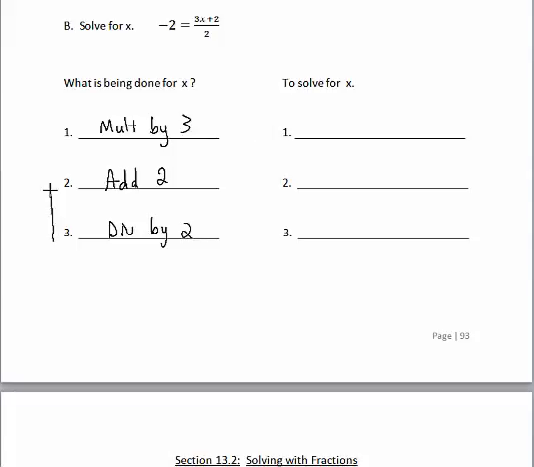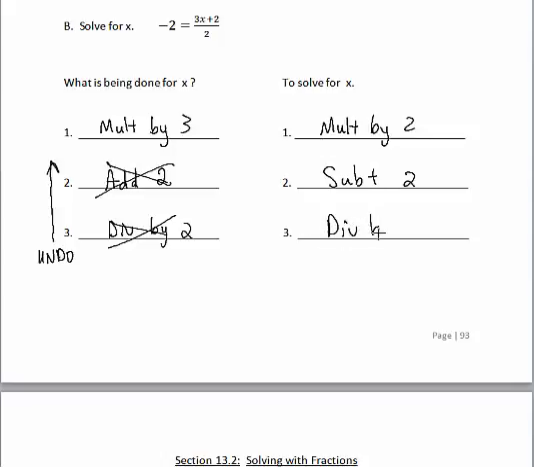So to reverse and undo each step, the first step we would undo is division by 2, so we'd multiply by 2, check. Then we want to undo addition of 2, so we would subtract 2 in this list. And our last step to undo would be multiply by 3, so I'd write divide by 3. So here are the steps that we need to perform to each side of the equation to get the x by itself.